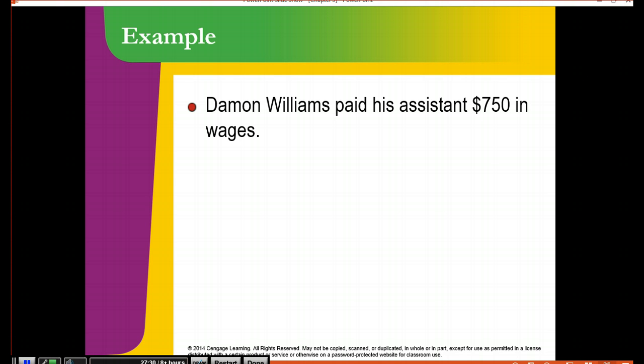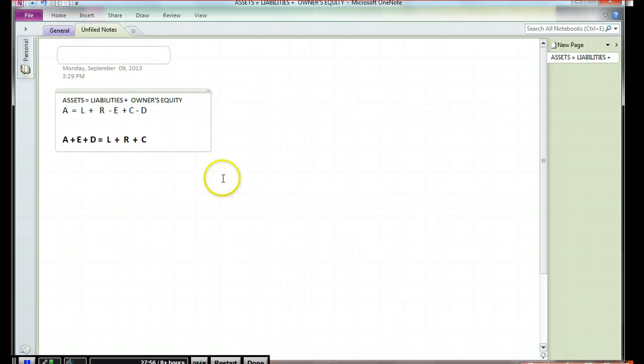The other account that's affected is, are wages something I can get back, or is it something that's related to producing revenue in a month? It's related to something that's being used up in order for the business to perform operations during the month. So it is going to expense. So we're going to have wages expense, and we've got cash, the asset, right? So the new one here we have is expense.